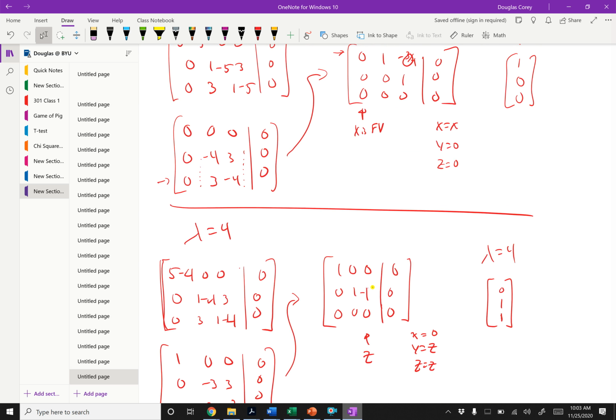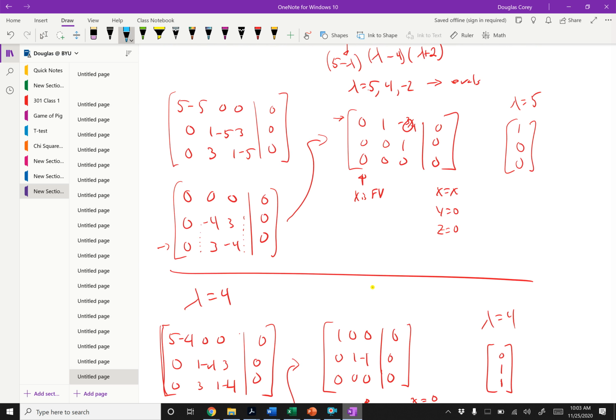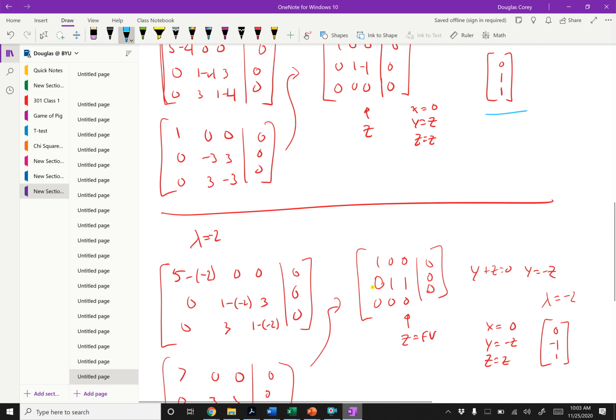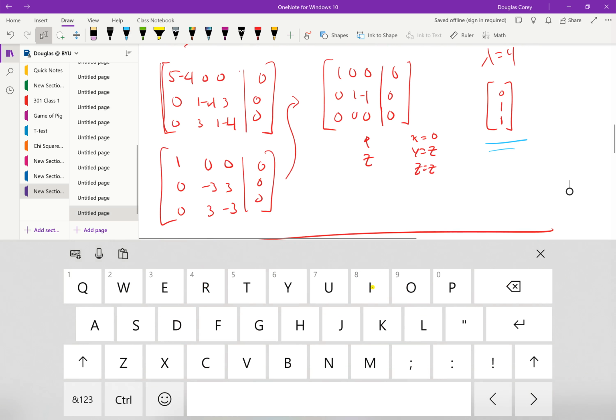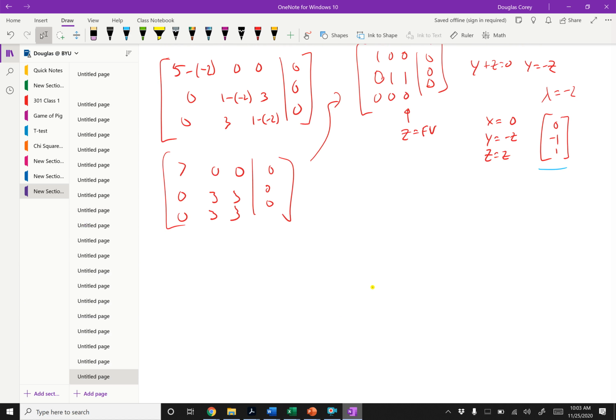So notice, if we dot product the first one and the second one, we're going to get 0. If we dot product the second and the third, we're going to get 0. And the first and the third, you still get 0. So they're all orthogonal. So what do we do from there?